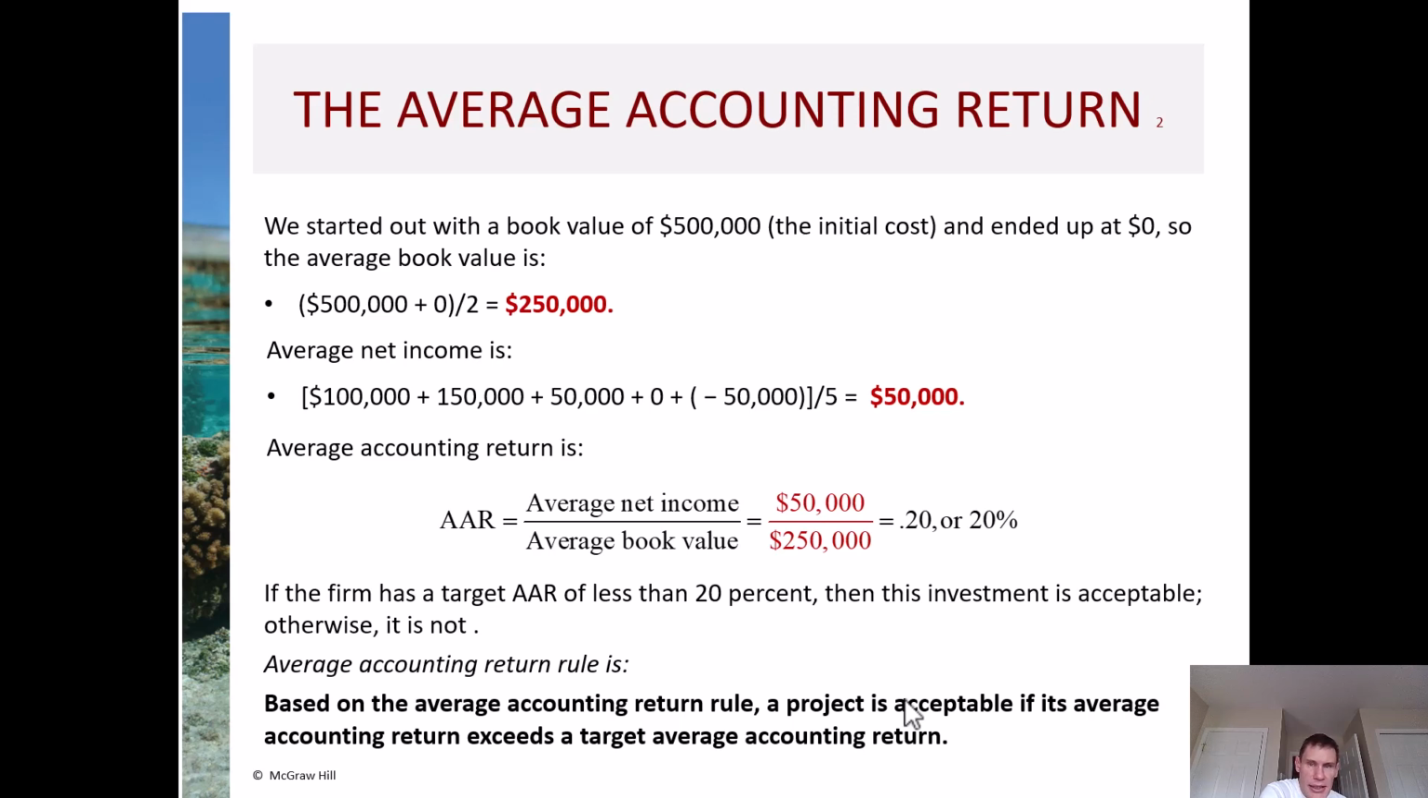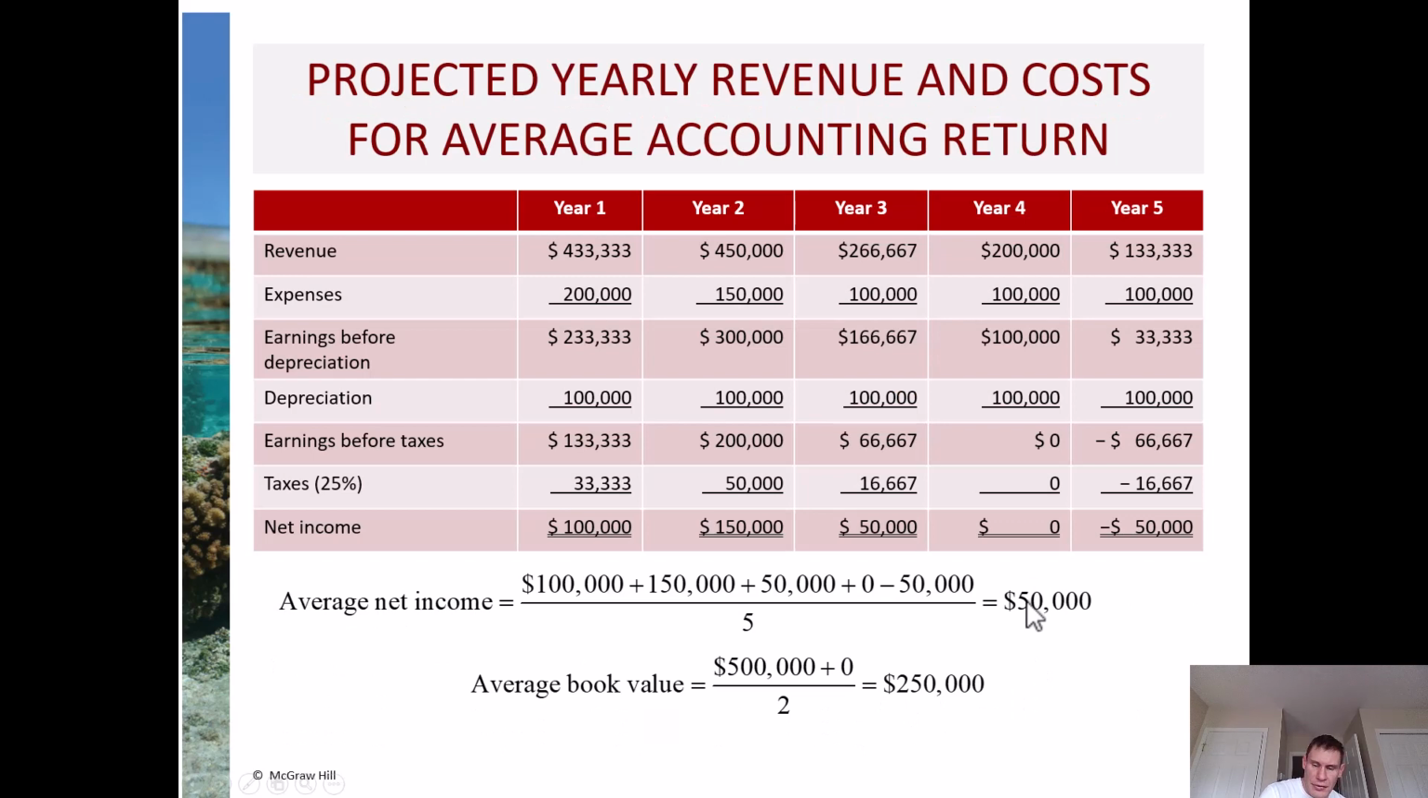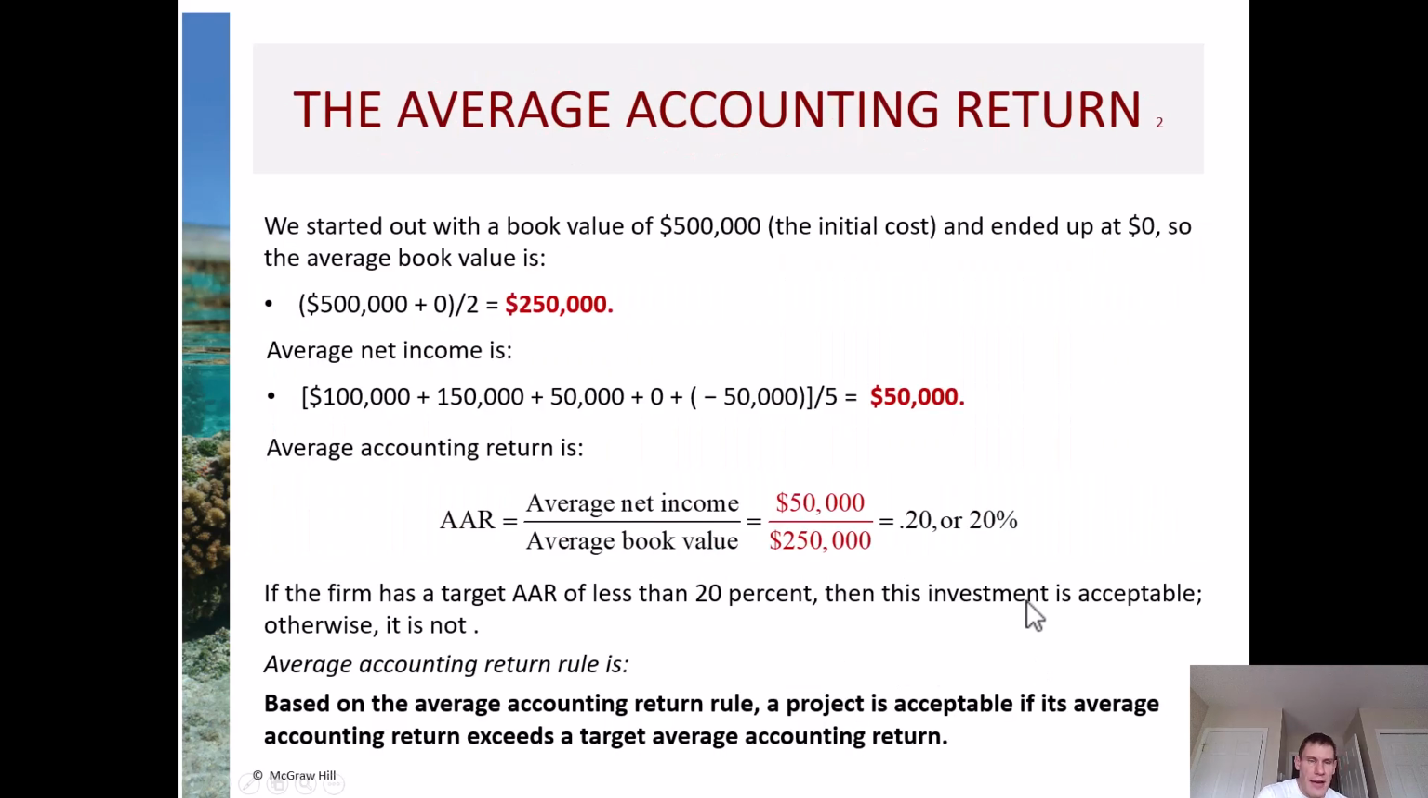So we got the average net income as we did our little calculation. If I go back right here, 50,000. So the average accounting return is the average net income of 50 divided by the average book value of 250, which is 0.2, or we can just say 20%. So if the firm has a target AAR of less than 20%, then this investment is acceptable. If their target AAR is say like 25%, then this is too low, and it would not be acceptable.